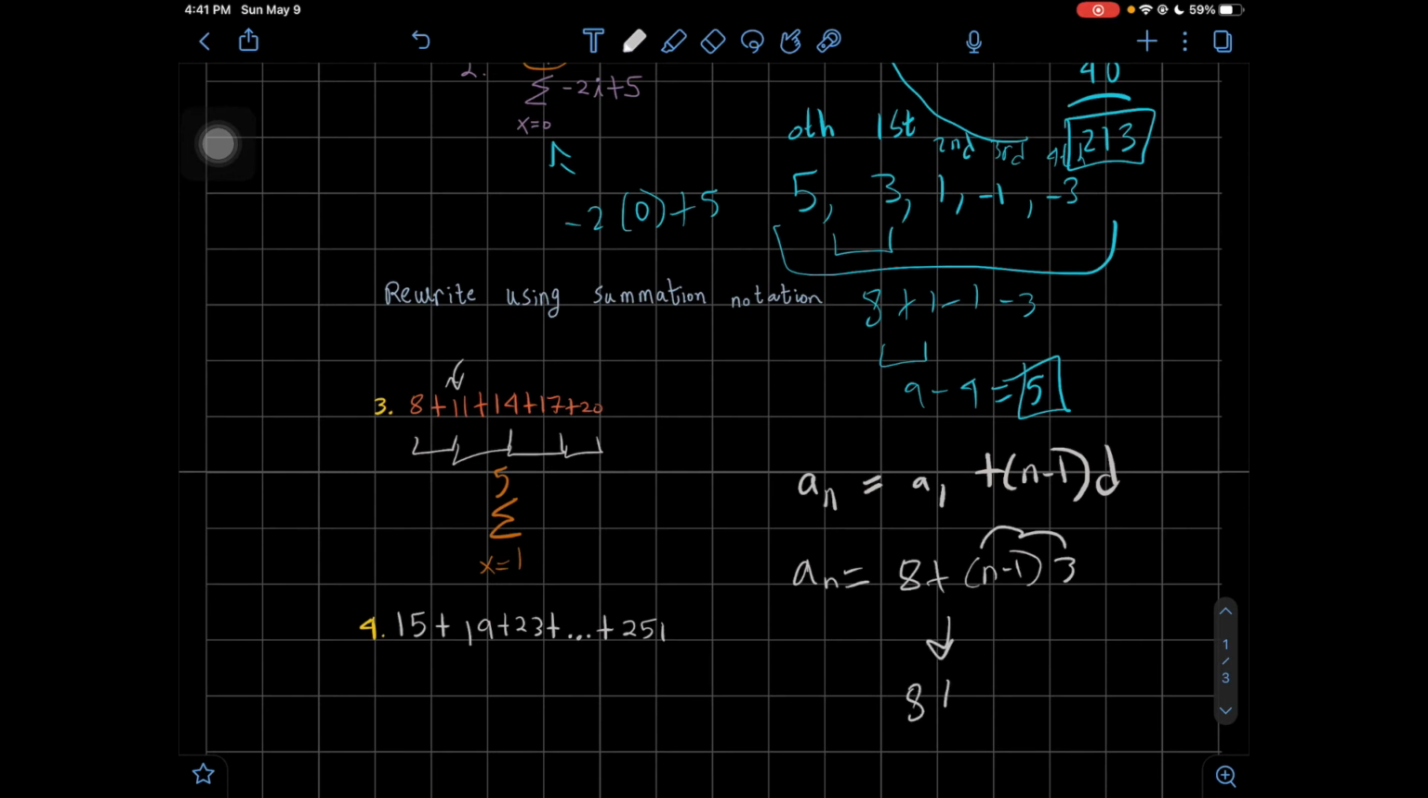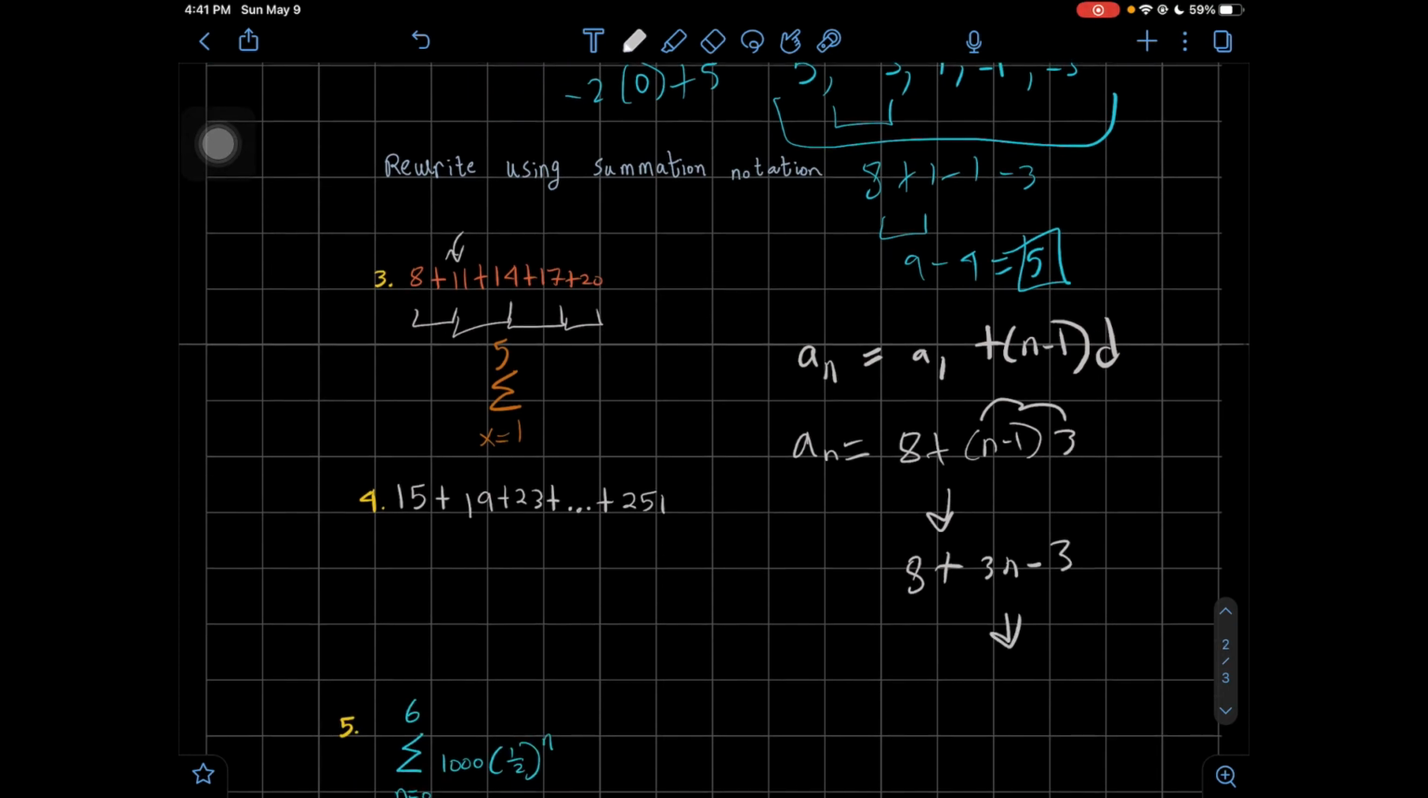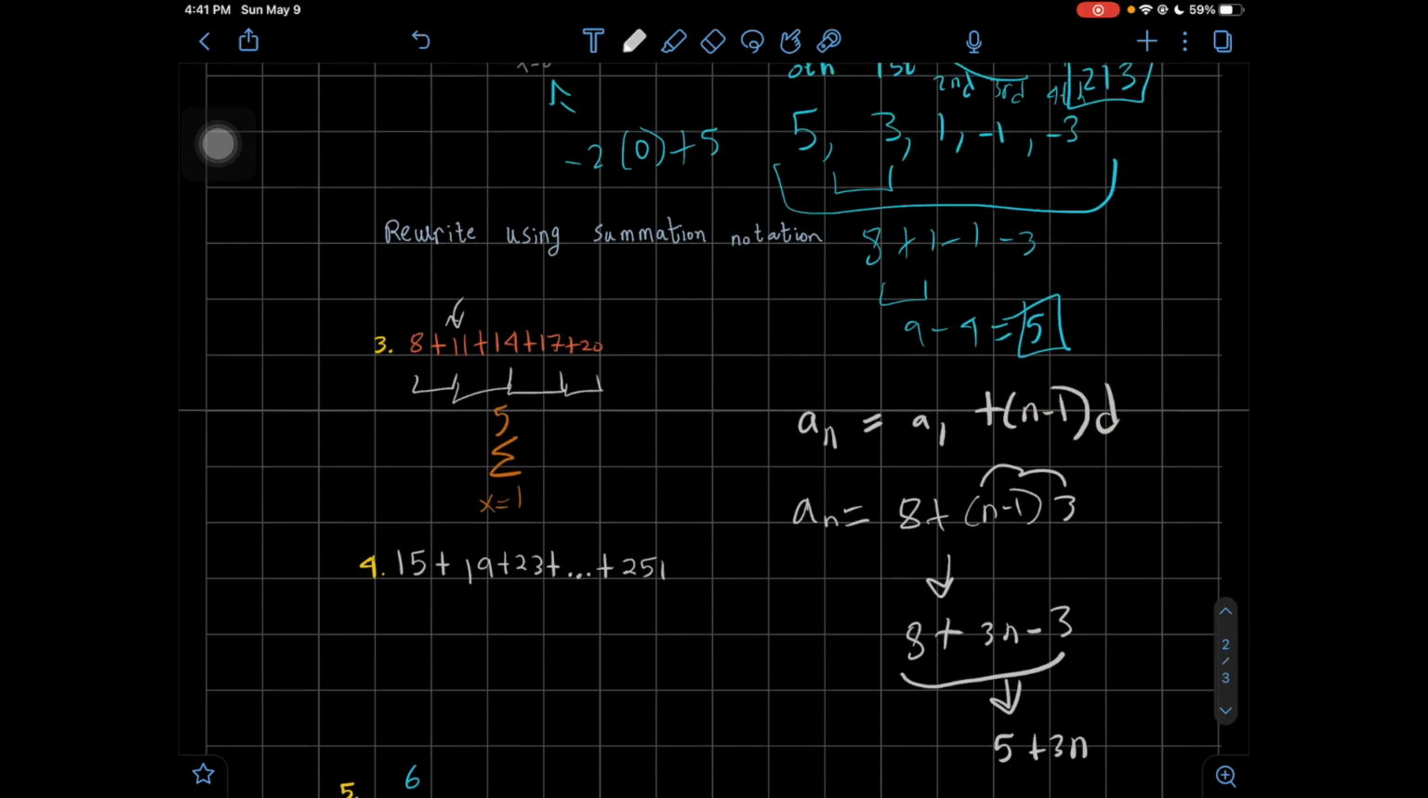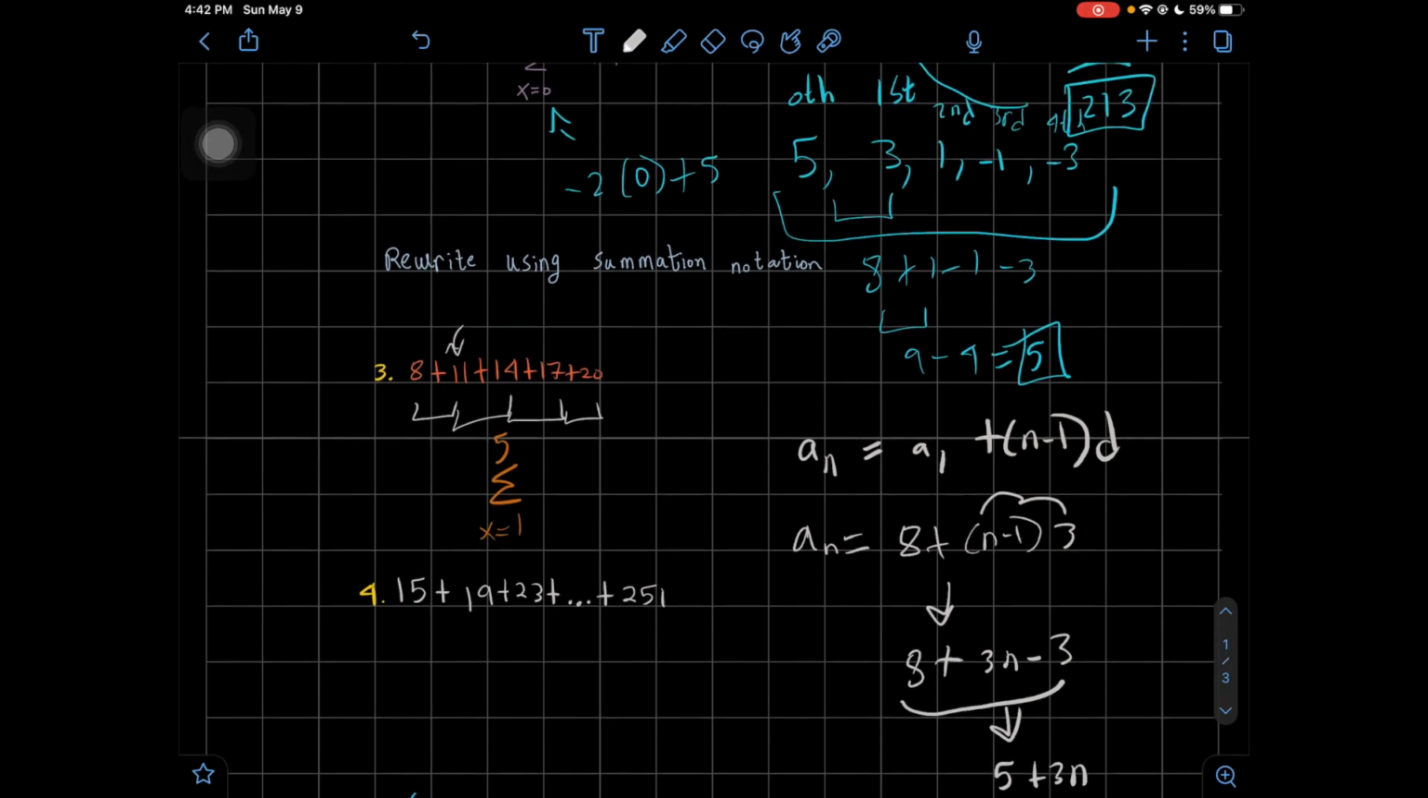So we have 8 plus 3n minus 3. 8 minus 3, combining like terms. 8 minus 3 is 5, plus 3n, and that is our equation. Let's go ahead and put that right here. 3n plus 5. Well, we can see that our main variable is x. So instead of n, we're going to say x, just to keep it simple. 3x plus 5. And then that's going to be our answer for number 3.